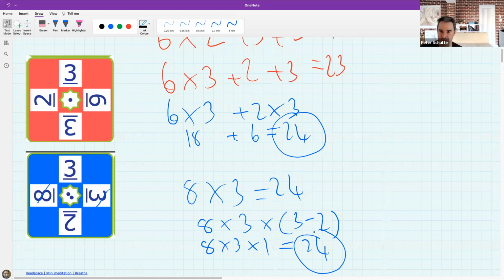Nicely done, guys. Blue is a lot harder, and we'll just keep playing this game for a while just to kind of get our brains used to this idea. But don't worry, we won't do it forever.